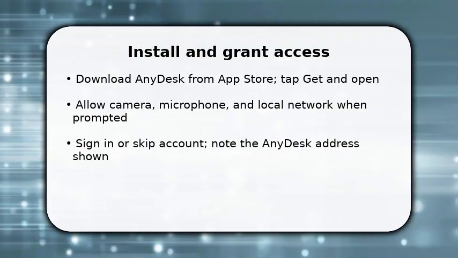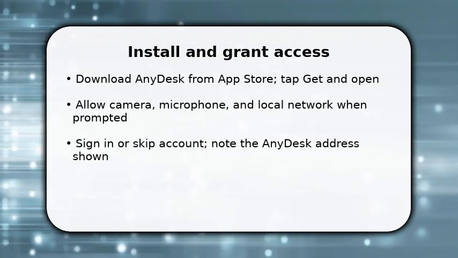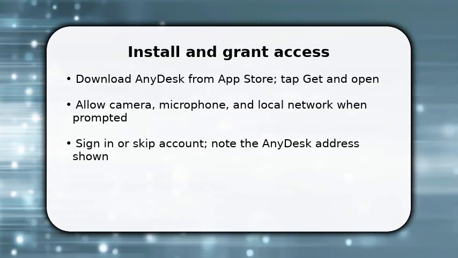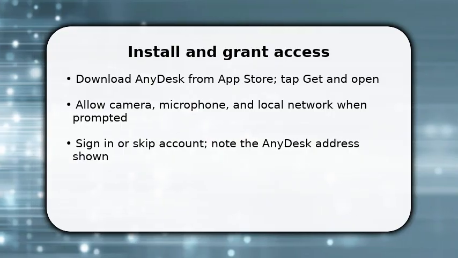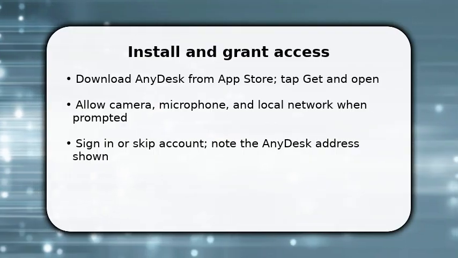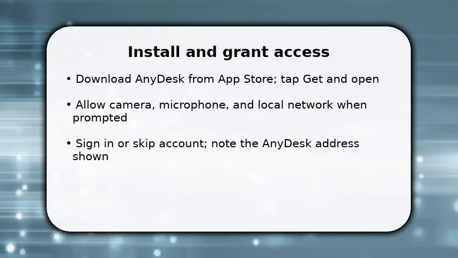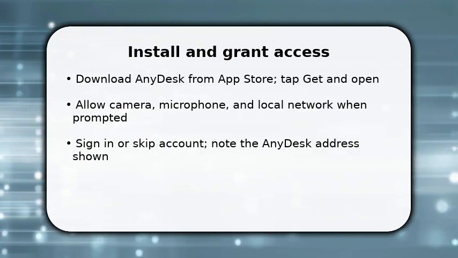Enjoy the video. You start by installing AnyDesk and immediately granting the permissions it needs. This speeds connection and screen sharing. Once done, open the app and either sign in or continue without an account, because the app still gives you an address to connect. Make sure you write down or copy the numeric AnyDesk ID shown on the main screen.